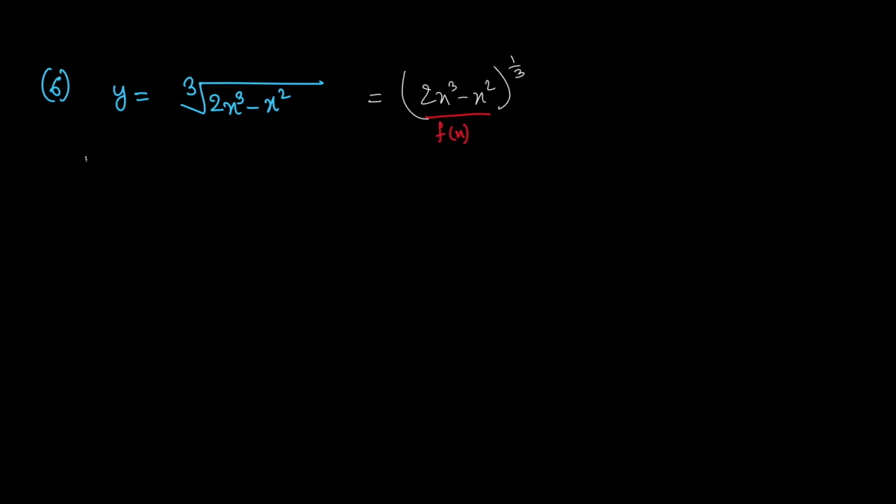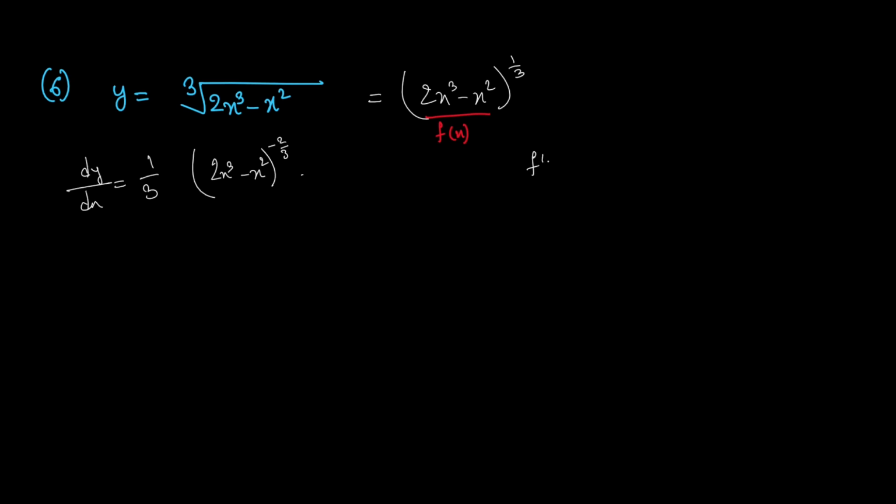Now let's differentiate this. If you find dy by dx, first of all we have to take the power 1 by 3 on front, and then we have to take the expression f(x) as it is, so 2x cubed minus x squared. We have to decrease the power by 1, so decreasing 1 by 3 by 1 means 1 by 3 minus 1, so that will give us minus 2 by 3. And now we have to differentiate f(x) with respect to x.